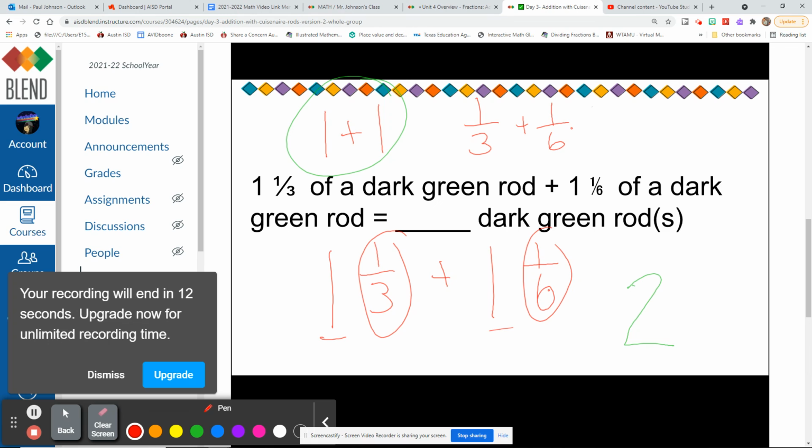So I want you to think about what we did yesterday with building snowmen. And when we come back, we're going to build a snowman, and we are going to finish adding 1/3 plus 1/6.